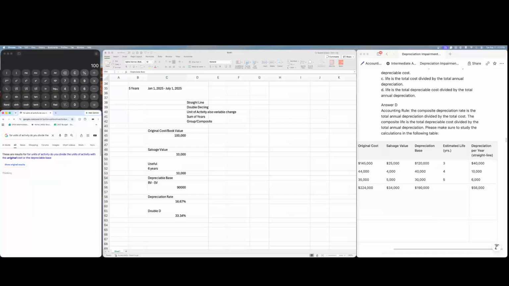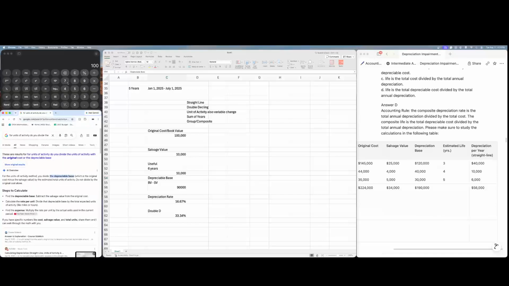I'm pretty sure it's the depreciable base. So the depreciable base, let's say 90,000, divided by 10,000 copies. So it would be $9 per copy. And let's say for the first year, they only made 1,000 copies. Then the annual depreciation would be 9,000. So it really depends on how many copies it's gonna make.